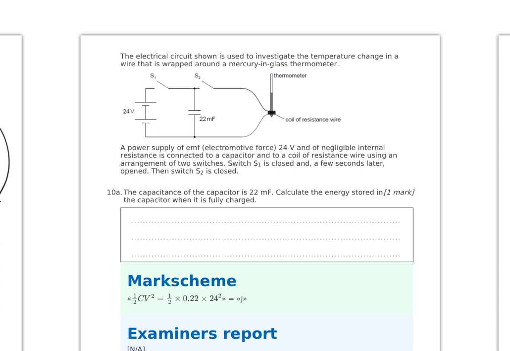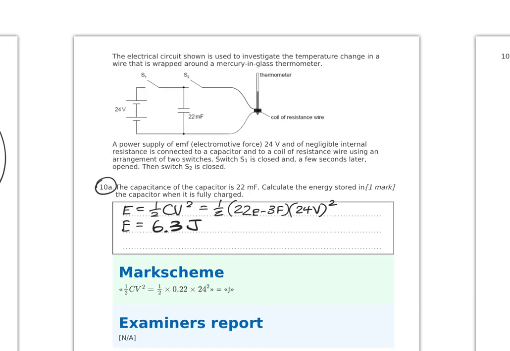Last but not least, we have number 10. All right, 10A. I think there's a typo in the mark scheme. This is 22 millifarads, and it says to answer the question is 1/2 CV squared, which is what I did, and then it said 1/2 times 0.22 times 24 squared. But 22 millifarads is not 0.22. It's 0.022. So I think that's a typo.